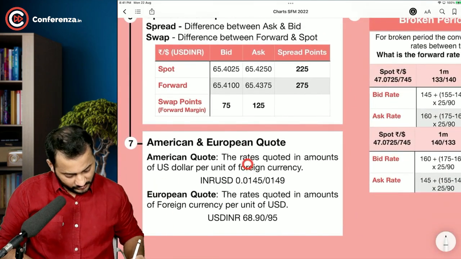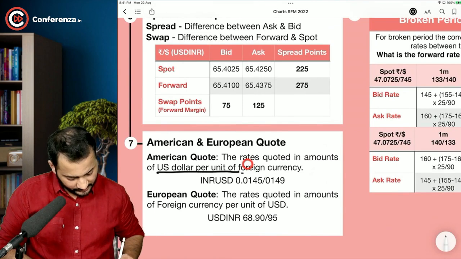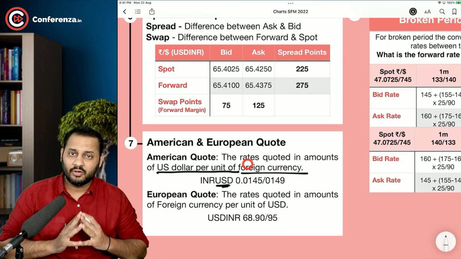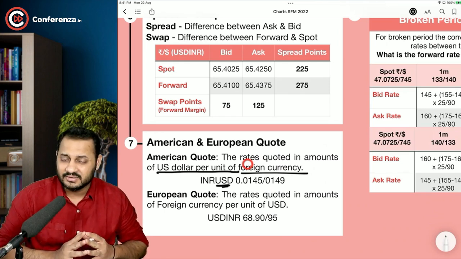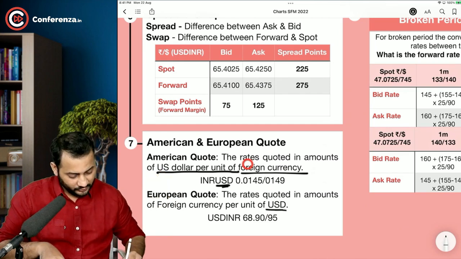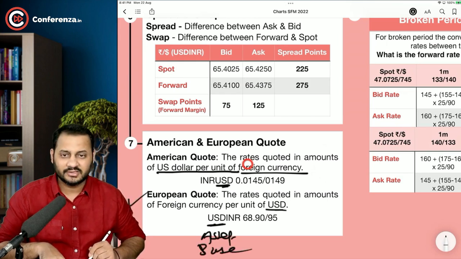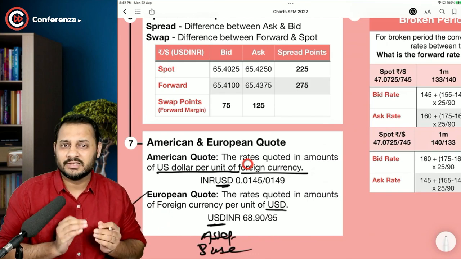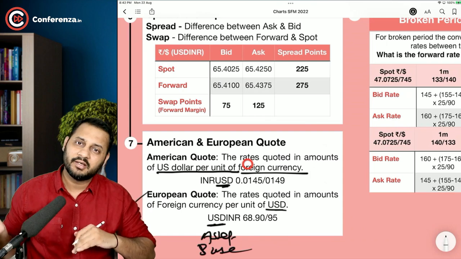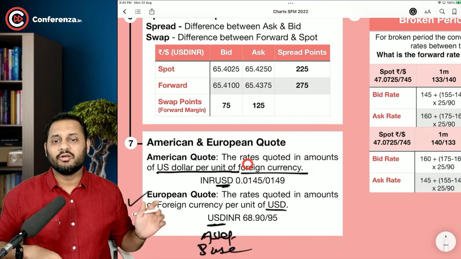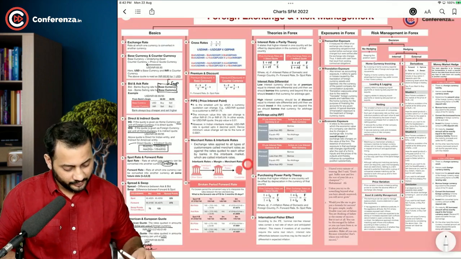American quote is the quote in amounts of US dollar per unit of foreign currency. When the US dollar is the price currency, it will be called an American quote. When the US dollar is the asset or base currency, it will be called a European quote. However, we are not going to use it much in our examples. But please understand, American quote is from the American angle where the American dollar is the price, and when the American dollar is the asset, it will be called a European quote.